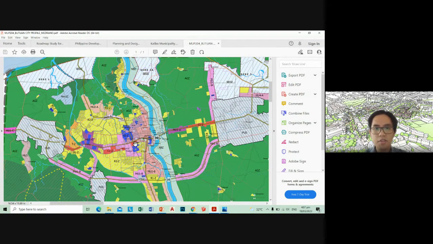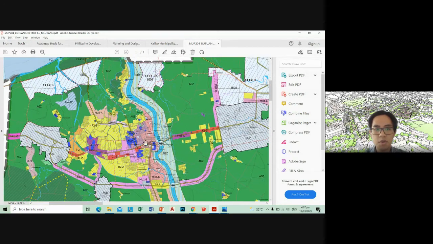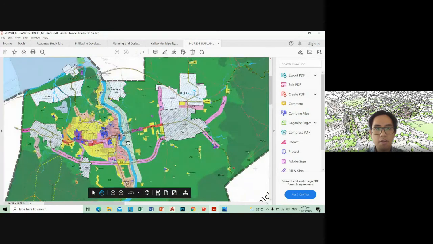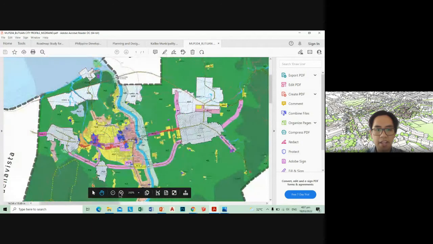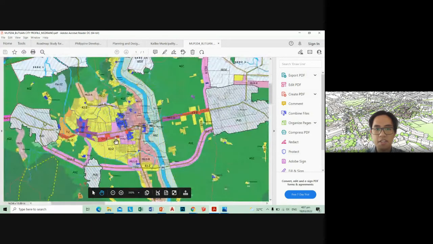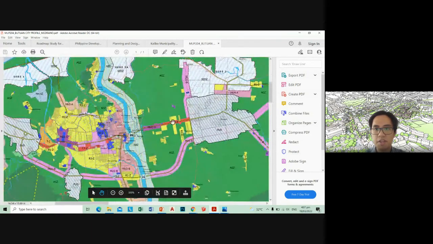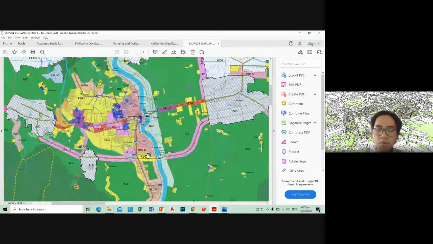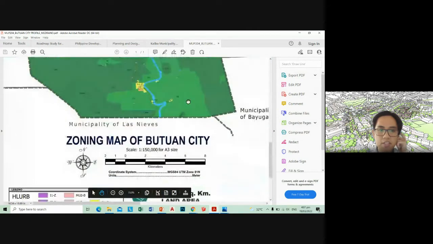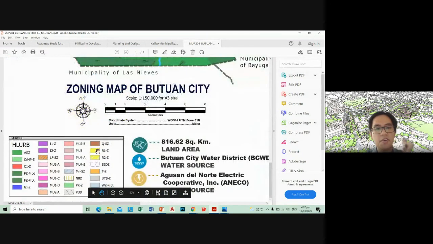So notice that, and this is Butuan City, there are very few red areas, the commercial areas, just here in the city center. We have a C2 over here. MU1B is a special zone. Let me double check. It should be somewhere here. Oh no, there's no translation.